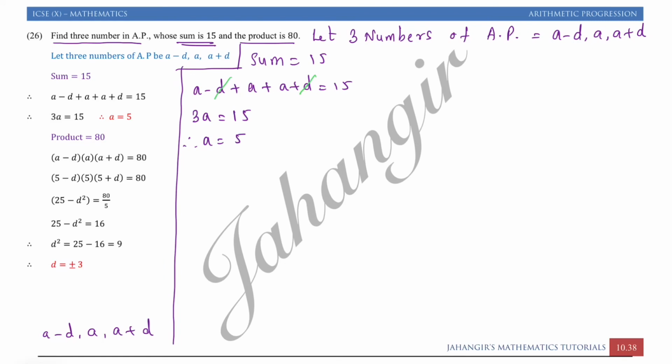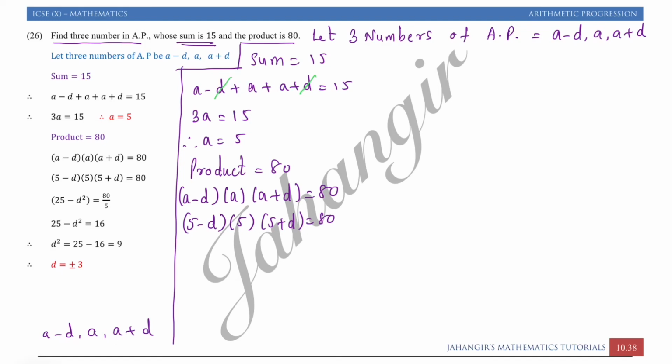We got the value of A. Now the product is given as 80. The product we can write as A minus D multiplied by A into A plus D, which is equal to 80. So A is 5 here. We got 5 minus D into 5 plus D, that is equal to 80. So 5 you can shift down. Here you will get 5 minus D into 5 plus D is equal to 80 upon 5.